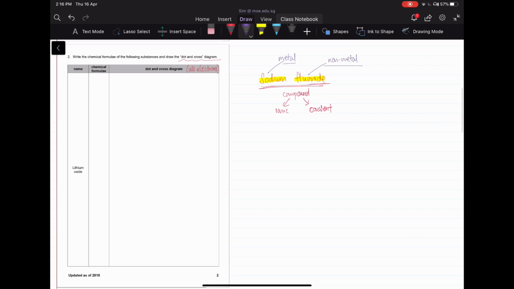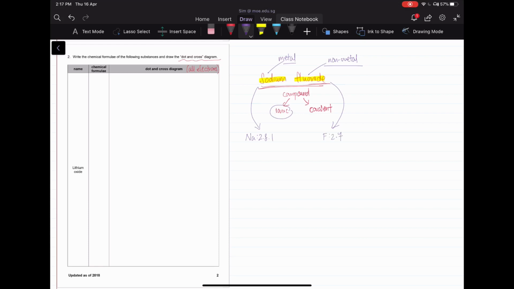Okay, together they form an ionic compound. So we are looking at an ionic compound. If it's an ionic compound, it means that I need to understand this sodium, what will be the charge? This fluoride, what will be the charge? Okay, so sodium as an atom should be 2.8.1. Fluorine as an atom is 2.7.